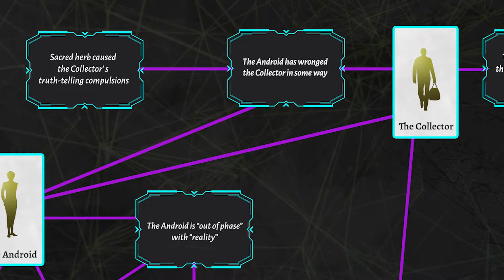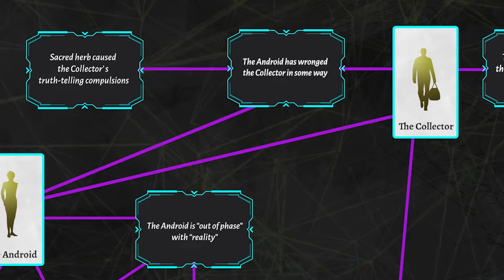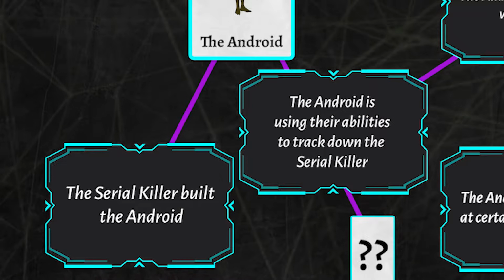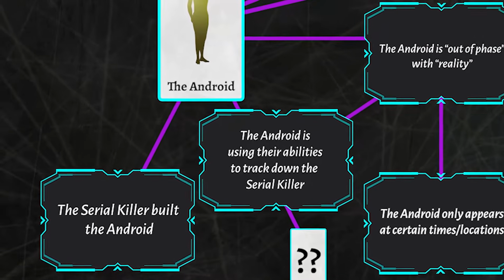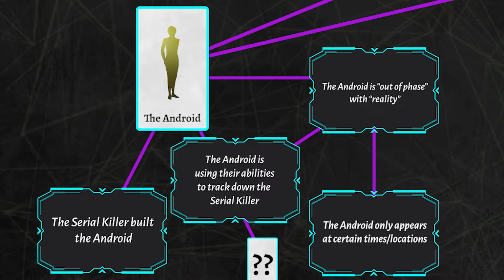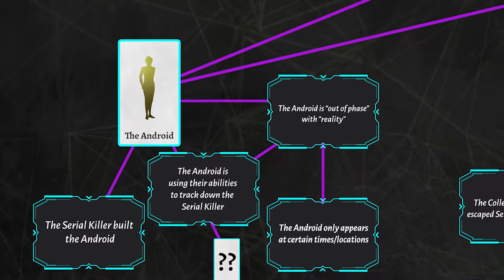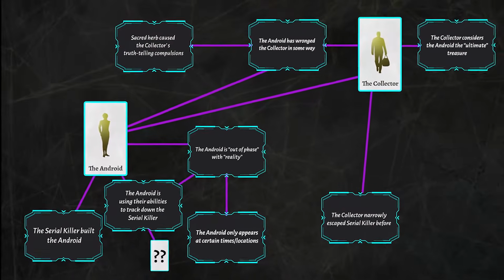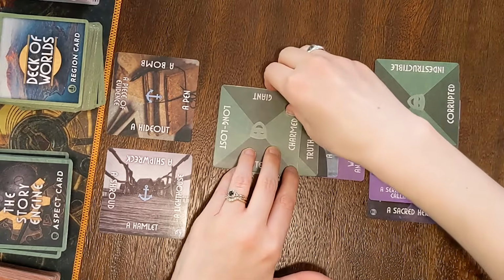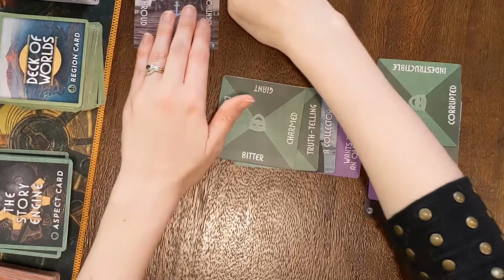And perhaps our collector believes that this android is involved. Maybe the android was built by the serial killer. The android is out of phase with our existence and knows that the serial killer is still alive, still at work, and is trying to stop the serial killer. And perhaps the serial killer tried to kill the collector once. Maybe the android was involved, but the collector thinks that the android is responsible. Yeah, okay, that's sort of cool. I like that. Okay, so let's learn a little bit more about the serial killer.